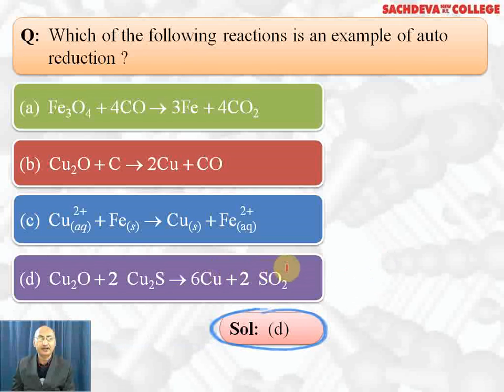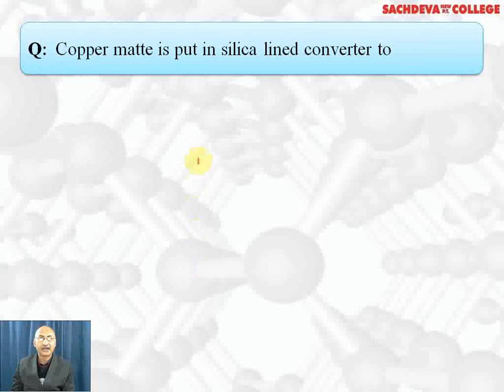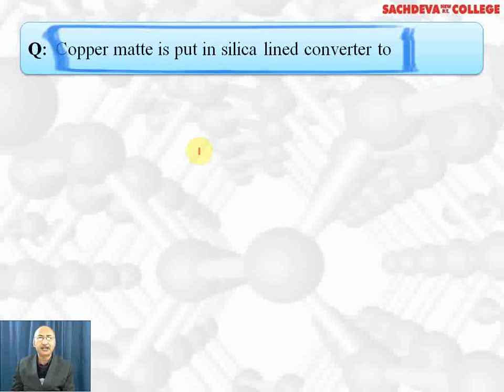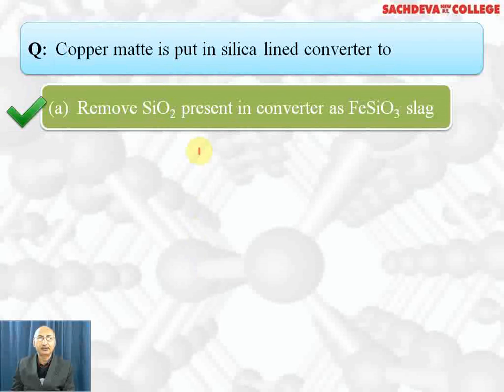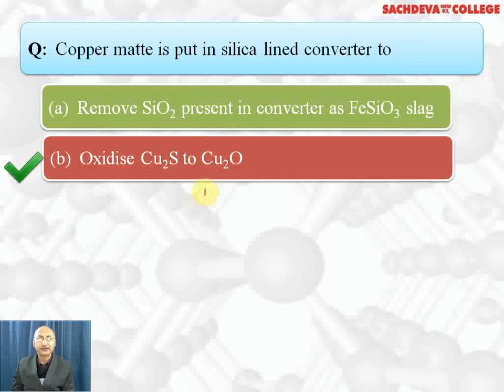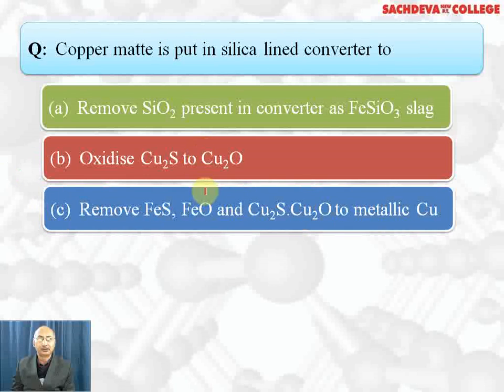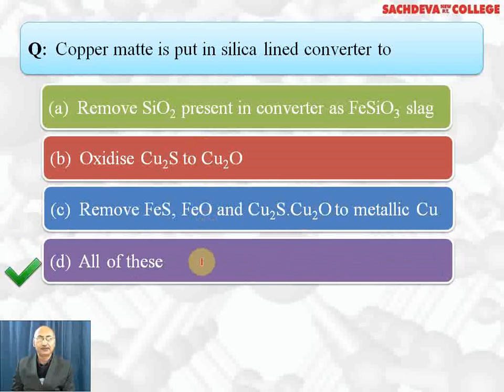This is called auto-reduction or self-reduction, in which cuprous sulfide acts as reducing agent and reduces cuprous oxide to blister copper. Next, copper matte is put in silica-lined converter to remove FeO as iron silicate, oxidize Cu2S to Cu2O, remove FeS, FeO and Cu2S, and convert Cu2O to metallic copper. All of these. Correct answer is all these processes are taking place in Bessemer converter.